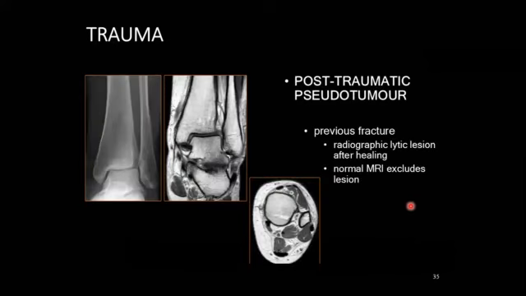Post-traumatic pseudotumor is a very interesting thing to look for. There is a history of an old trauma or fracture that has healed. After healing, you can see some lucency at the site of healing that might simulate a tumor. Just do an MRI, it will be normal, and this will exclude any neoplastic lesion, and you can diagnose it as a post-traumatic pseudotumor.